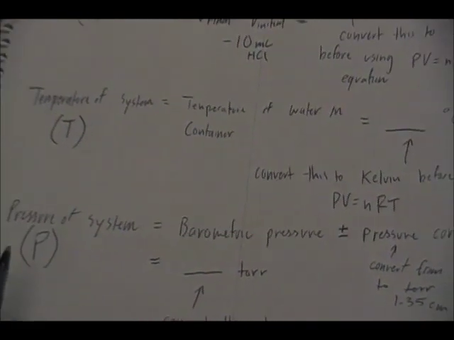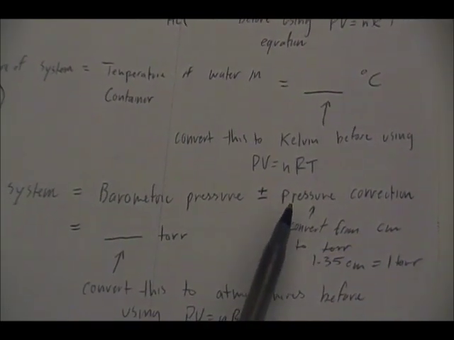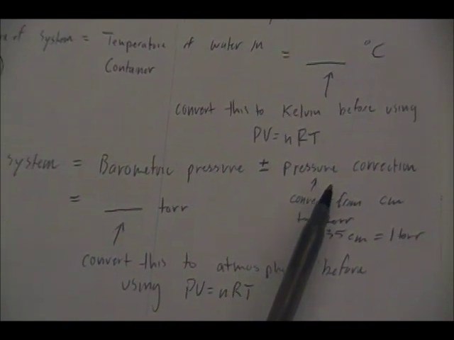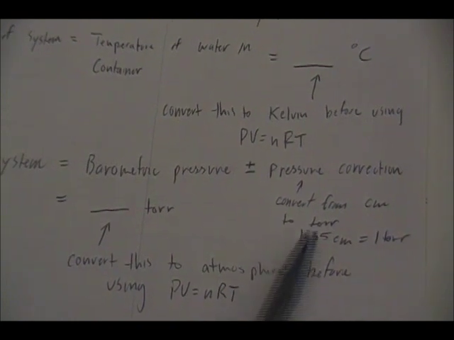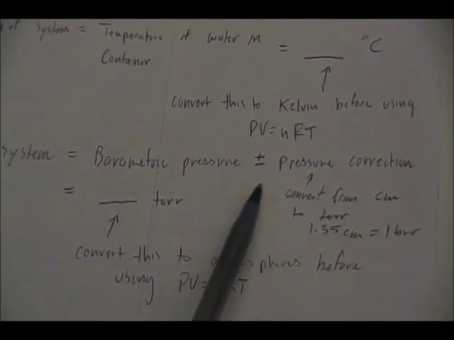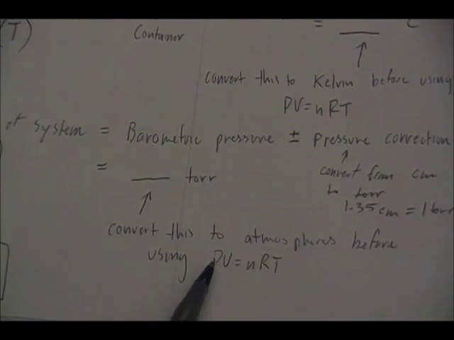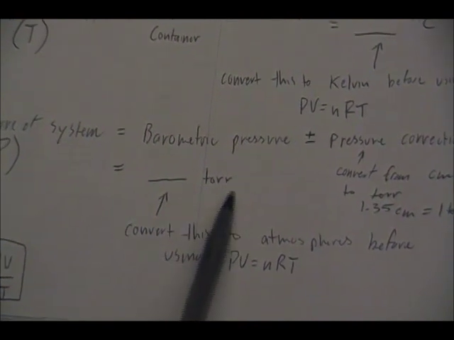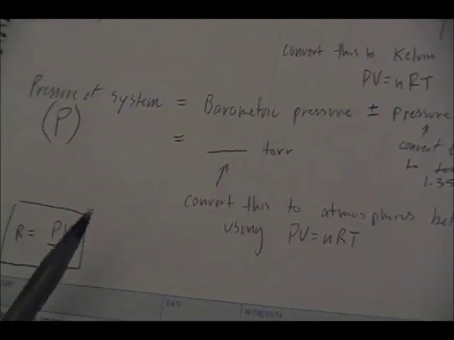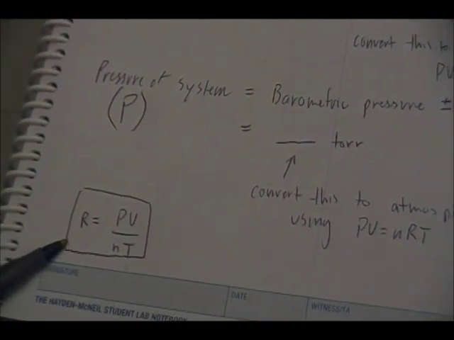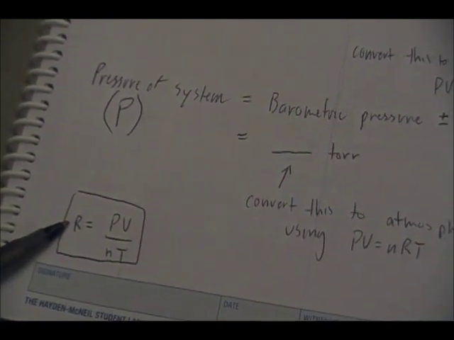The pressure of your system is going to be exactly equal to the barometric pressure plus or minus the pressure correction depending on the water level that you observed in the graduated cylinder. And this value will be converted from centimeters to torr using this conversion factor. And then after that is subtracted or added to the barometric pressure, this will be your value for pressure in your Pivner equation. This will be in torr, so before you do that, you're going to change it into atmospheres. And then once you have gotten all your values, you're going to rearrange your Pivner equation to solve for R, and then you'll plug in all your numbers, and you'll get your ideal gas law constant experimental value.